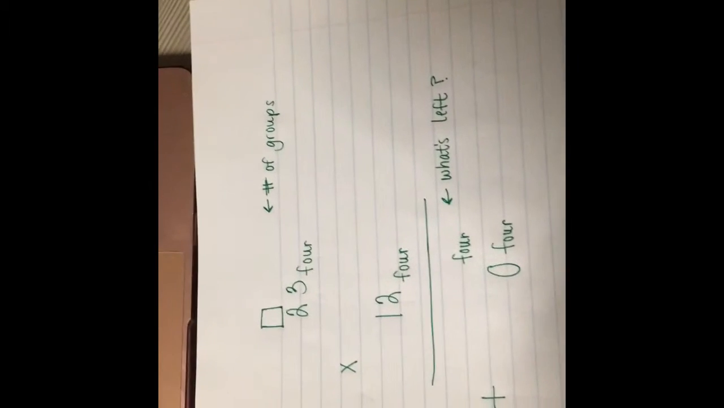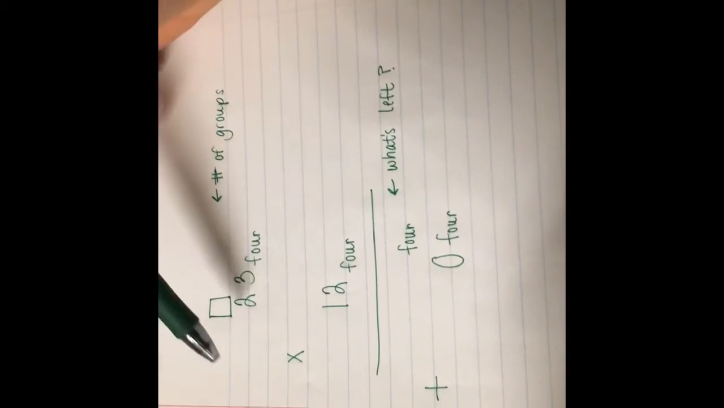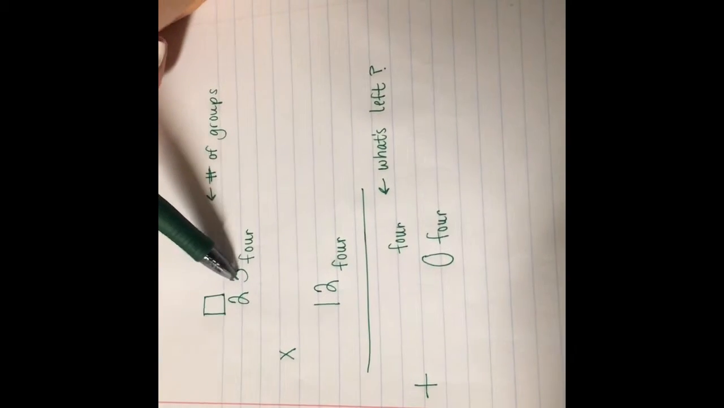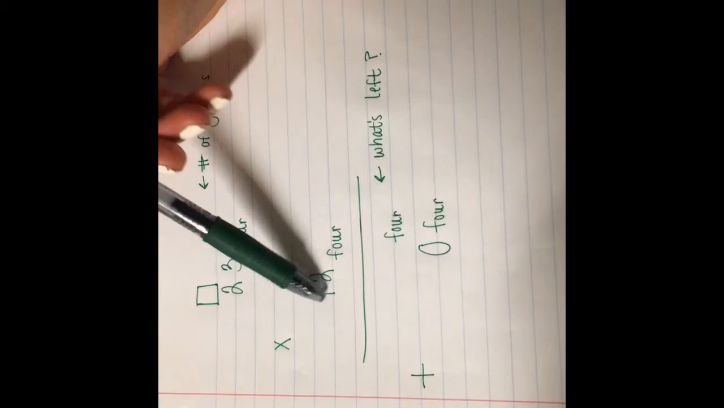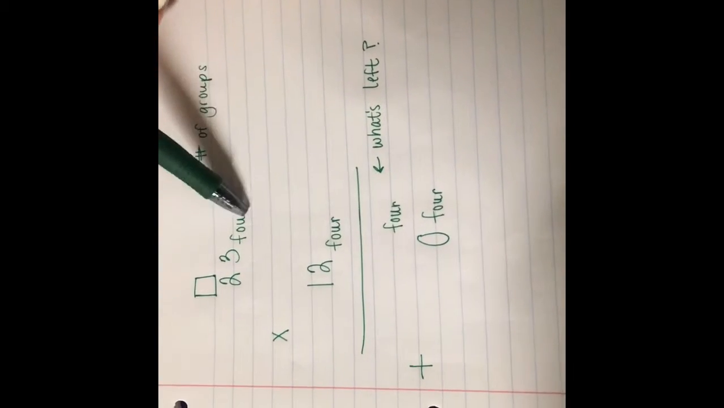So here is how I set up my problem. We are multiplying in base 4 today, so you can see that I put base 4 at the bottom of my two-digit numbers. My number of groups is at the top, and my what's left is on the bottom. So basically what that means is my number of groups is the amount of groups that I can take out of my base 4 number.